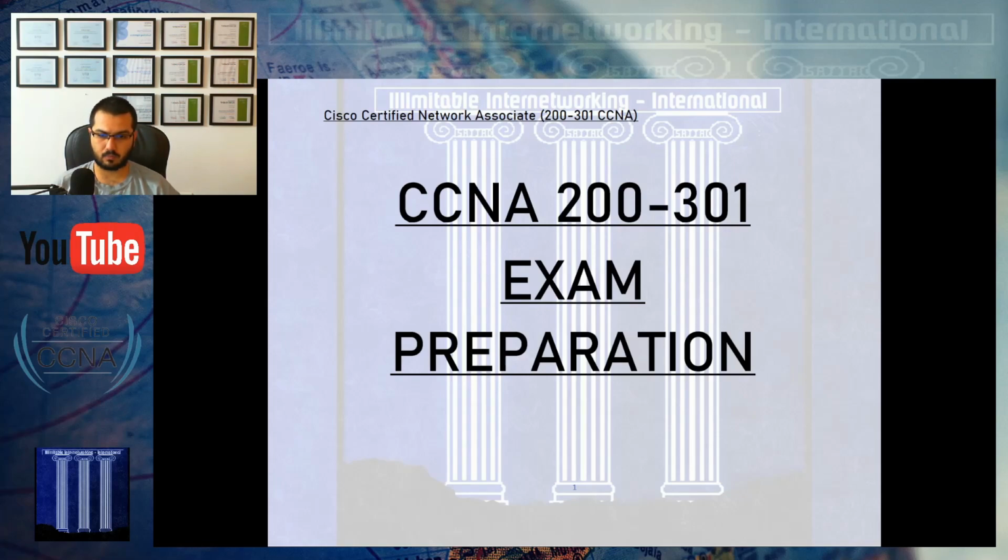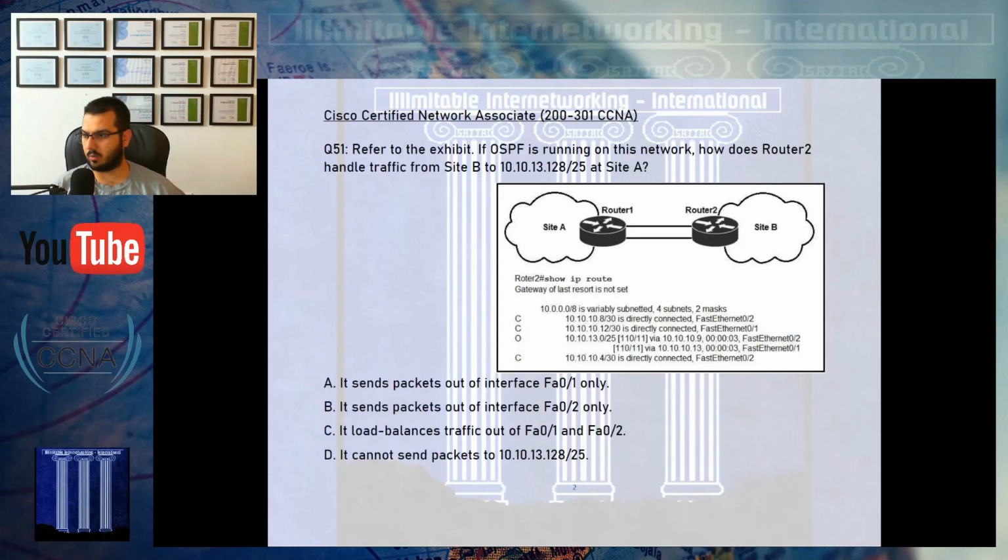Okay, so without further talking, let's start with today's part 3, starting with question number 51. Refer to the exhibit. If OSPF is running on this network between two routers, each router is giving a certain site some private IP addresses, but together they are connected using two links.